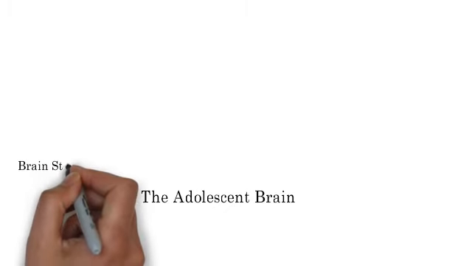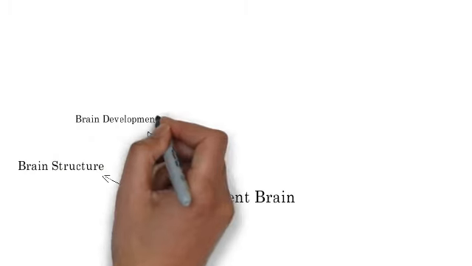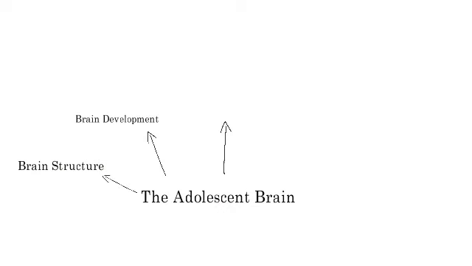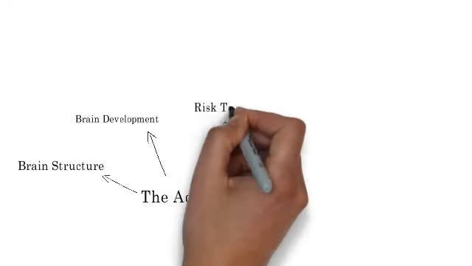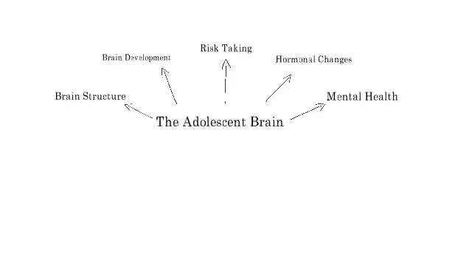Today, we will be discussing the adolescent brain. My name is Kieran, and I will be talking about the brain structure. Also with us is Ashley, who will talk about the development of the adolescent brain. Michael will speak about risk-taking, Cullum will discuss hormones, and finally Raymond will speak about mental health.